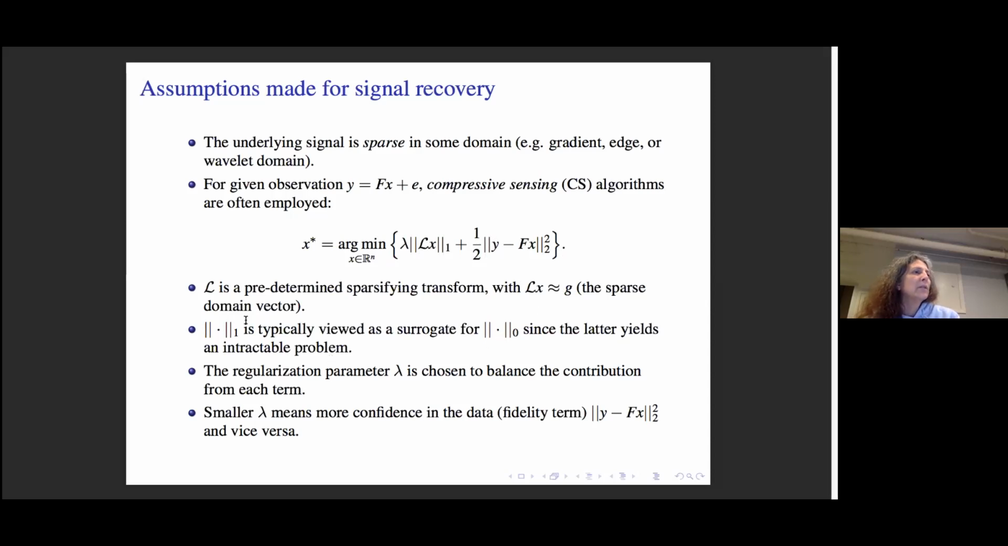And the way you can view compressive sensing is that the L1 is basically a surrogate for the pseudo norm L0, so you can have a tractable problem, and this parameter lambda, which people like to think of in different ways, but for all intents and purposes can be thought of as the way you balance how much you trust your data versus how much you believe what you know to be true about the sparsity of the problem. So if you have more confidence in your data, then this lambda would be smaller, and vice versa.